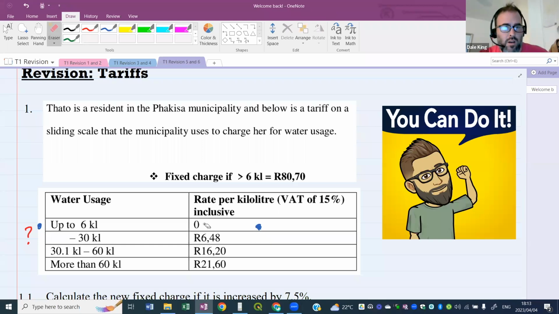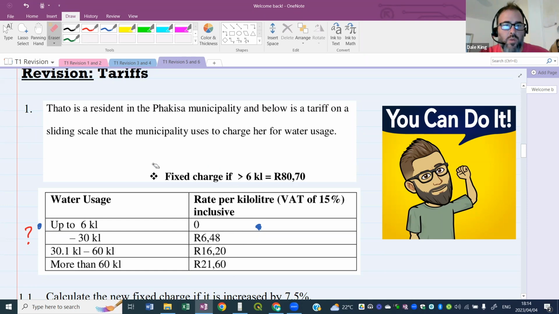From there onwards, you start getting tariffs. Now I want to have a look at this heading in the second column on the top right-hand side. It says rate per kiloliter, KL, VAT of 15% inclusive. That means the VAT has been included in these rates, so we don't have to worry about adding VAT on at the end here. So we have VAT inclusive rates here.